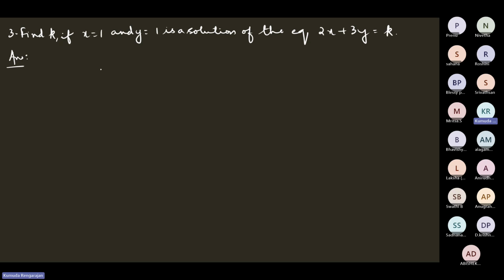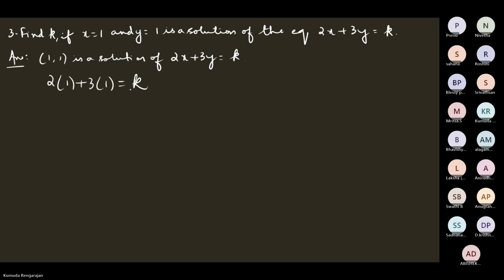So again, here it's given that 1, 1 is a solution of 2x plus 3y is equal to k. The solution means it will satisfy the equation. That means 2 into 1 plus 3 into 1 will be equal to k. In place of x, use 1. Y also use 1 because it's 1, 1. So 2 plus 3 is equal to k. So the value of k is equal to 5. The question is to find k and the value of k is 5.